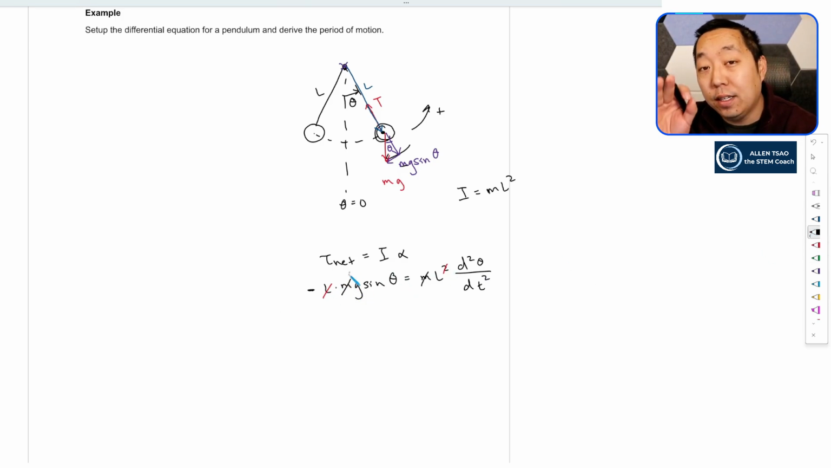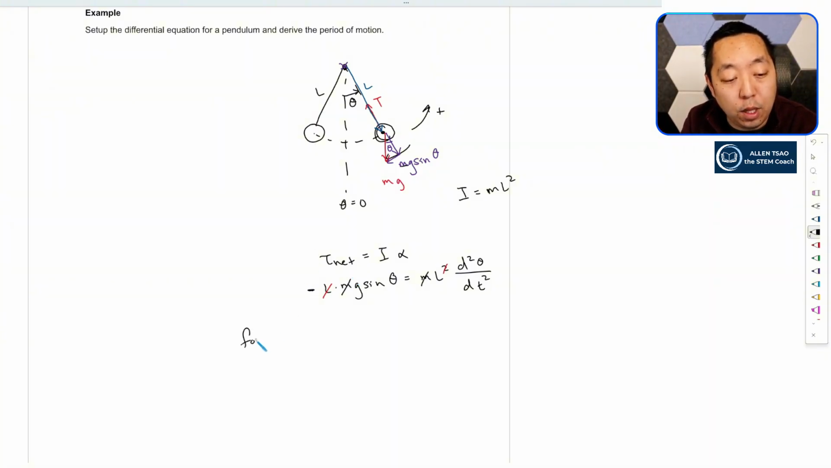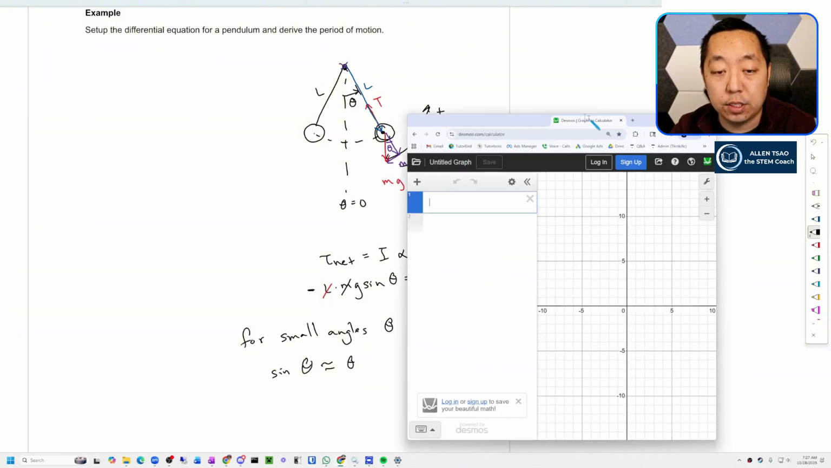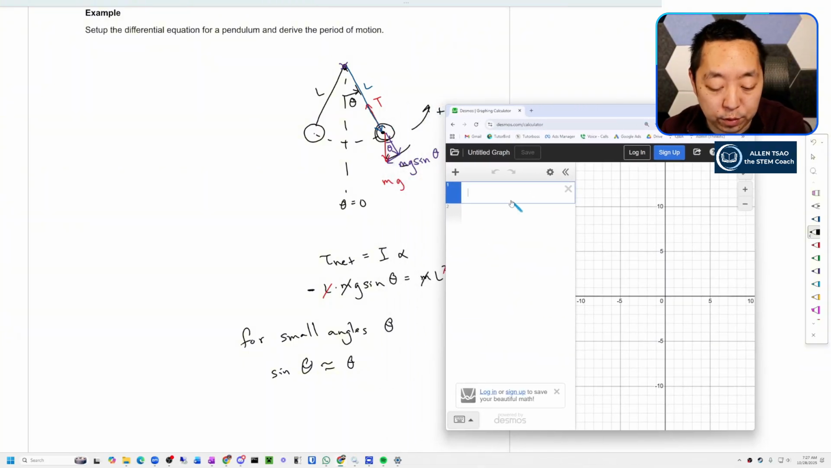Now here's the part that is important, why the angle is small. For small angles, this is called the small angle approximation: sine of theta is approximately equal to theta. And just to make sure you understand the reason that happens, this is a linear approximation from calculus.